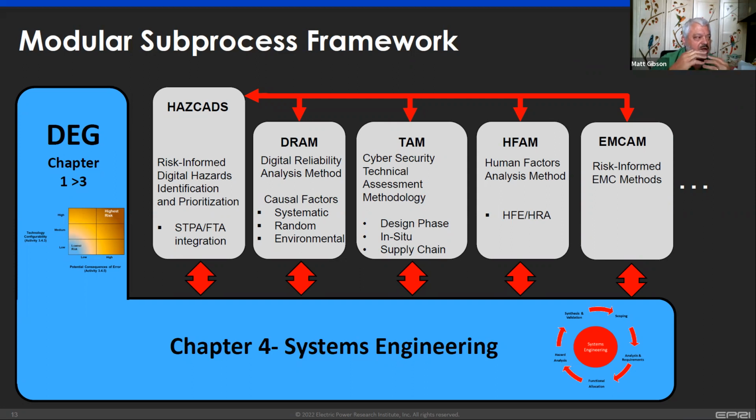These are all in production, so at least their revision zeros are done and out for people to use. People are using them or preparing to use them. EMCAM will come out next year, and that's a risk-informed electromagnetic compatibility methodology.